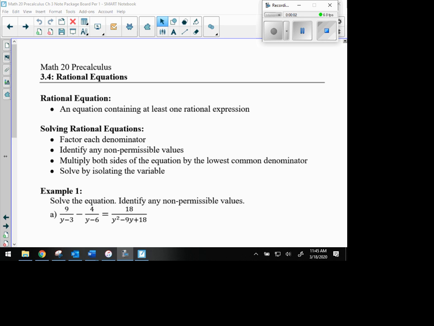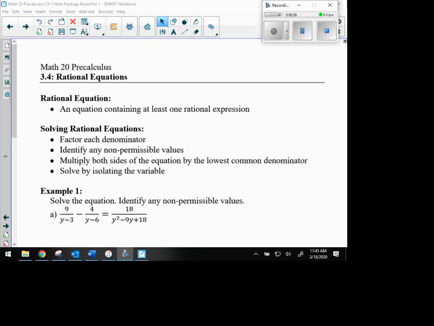All right, so we're looking at 3.4 rational equations. And what I'm going to do is I'm going to do this in two parts. So you'll see 3.4a, that's this video, and 3.4b, which will deal with some word problems, and that will follow this video. So today we're just going to work on the first example without the word problems.